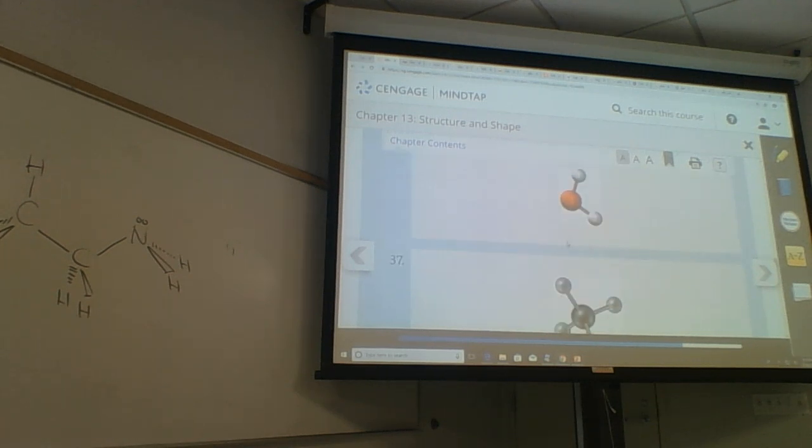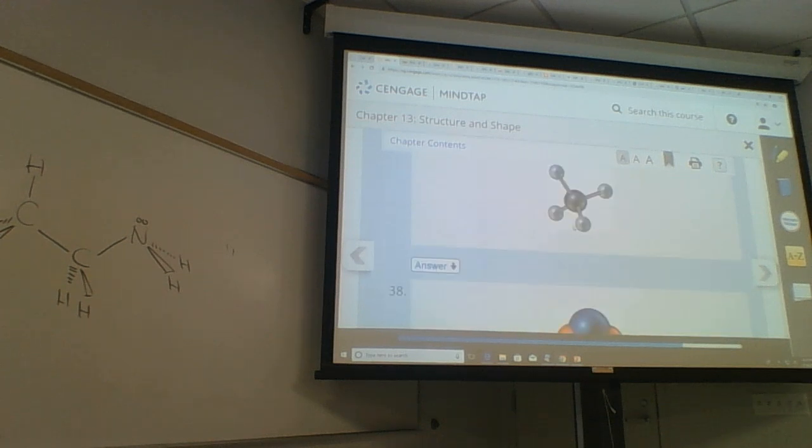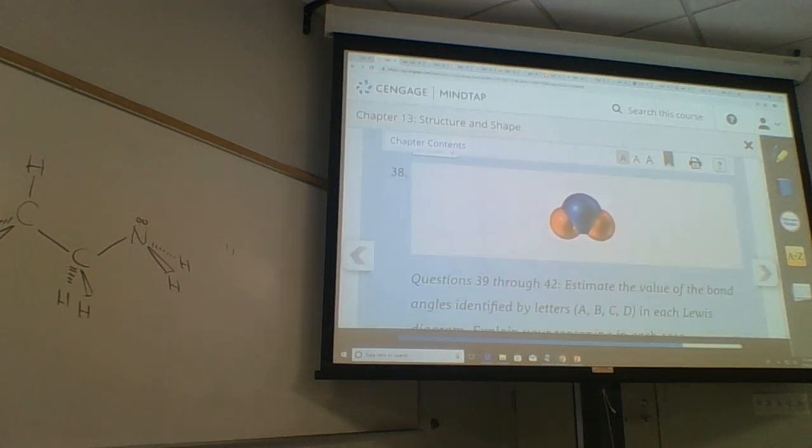Well, let's go on. What's this one? Bent. Bent at 109 or bent at 120? I can't really tell, but this is 109 because red is oxygen and white is hydrogen. So this has got to be water. This one should be easy, though. Tetrahedral. This one? Bent. Okay.